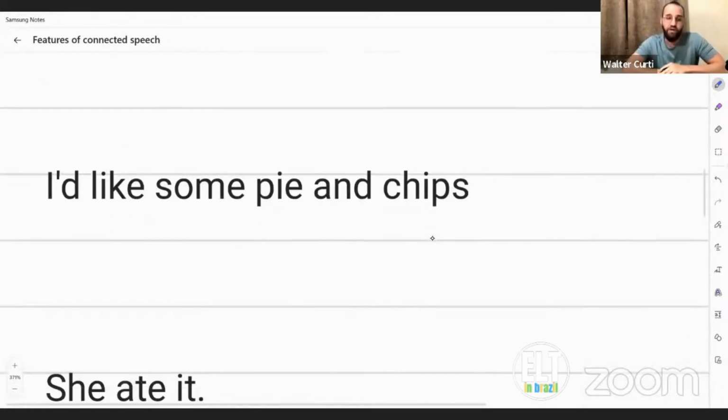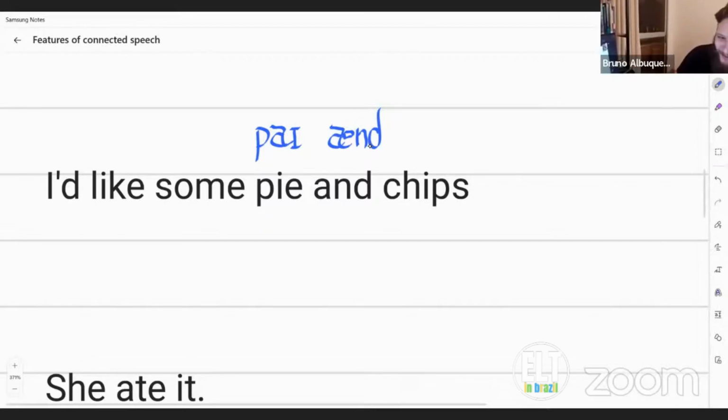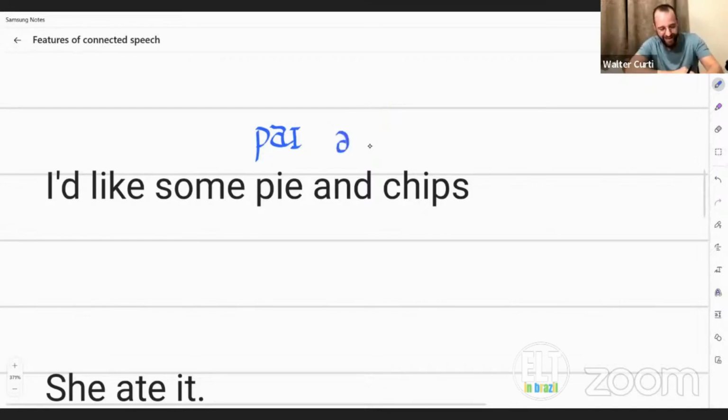Well, when you look at the sentence, I'd like some pie and chips. So if you look at the word pie, and then you have and. I don't want to give spoilers about another feature that we have next week, but something will happen to this end. Should I give any spoilers or not? Yes, you have to join them. So the end is gonna become end.